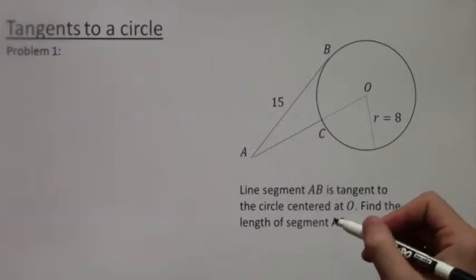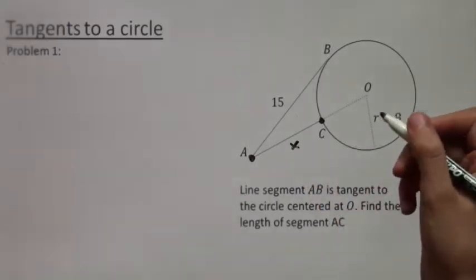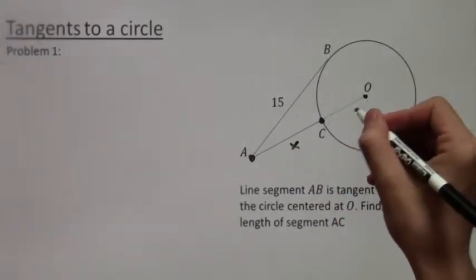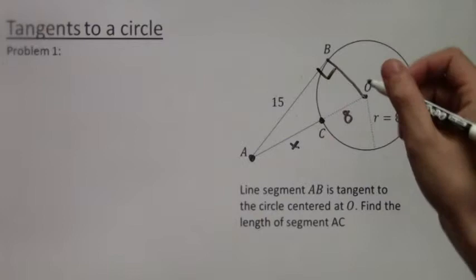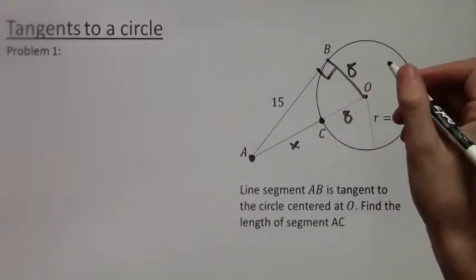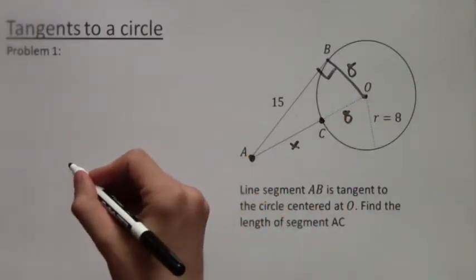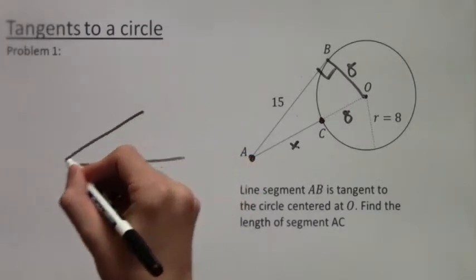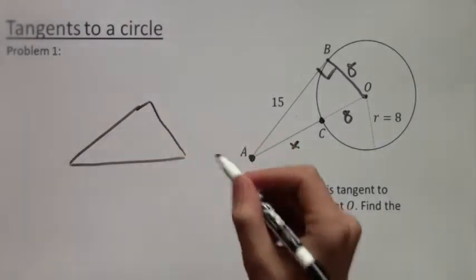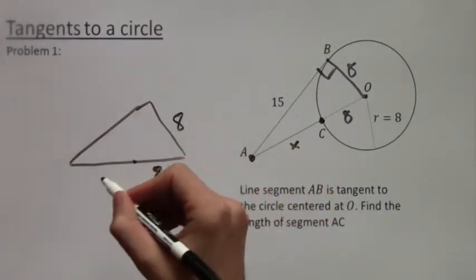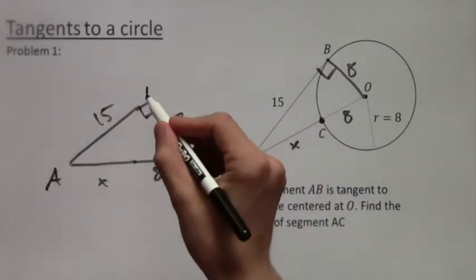Alright, so segment AB is tangent to the circle. We want to find AC, which I just marked, and it's x. So the radius is 8, so I can connect all these points in the circle and label them with 8 because they're all radii, and it's perpendicular. And now we have this right triangle, ABO, and I'm redrawing it right here, just a little bit rotated. So this is ABO, and I'm relabeling these side lengths.